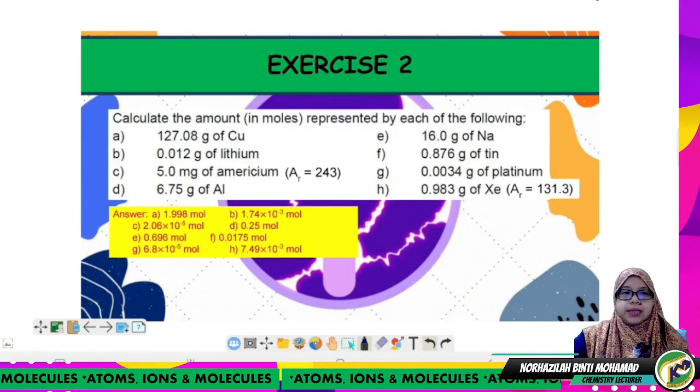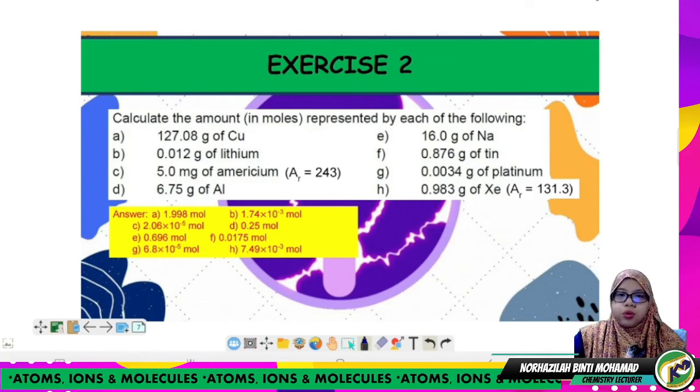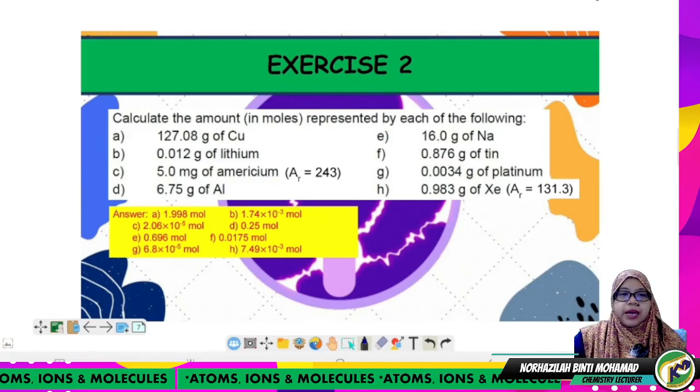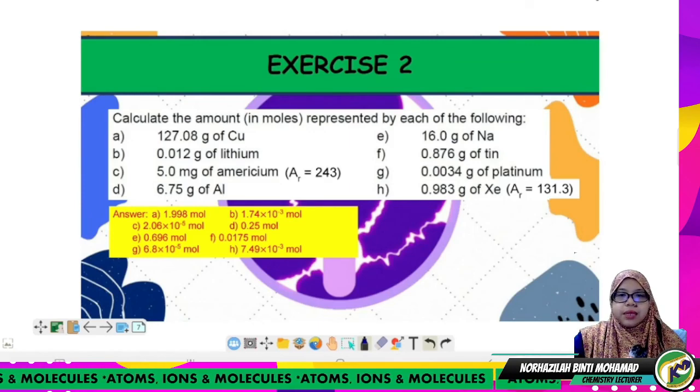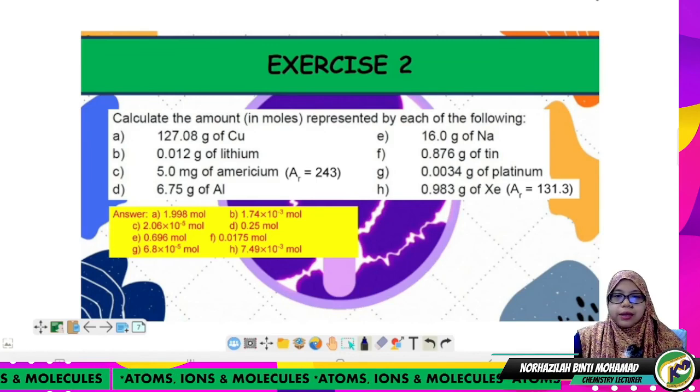For the second exercise, I want you to calculate the amount in mole represented by each of the following. Okay, for A, I have copper, lithium, americium, aluminium, sodium, tin, platinum, and iridium. So I've already given you the final answer. So make sure that you do calculation and just as I have taught you before to get the final answer.